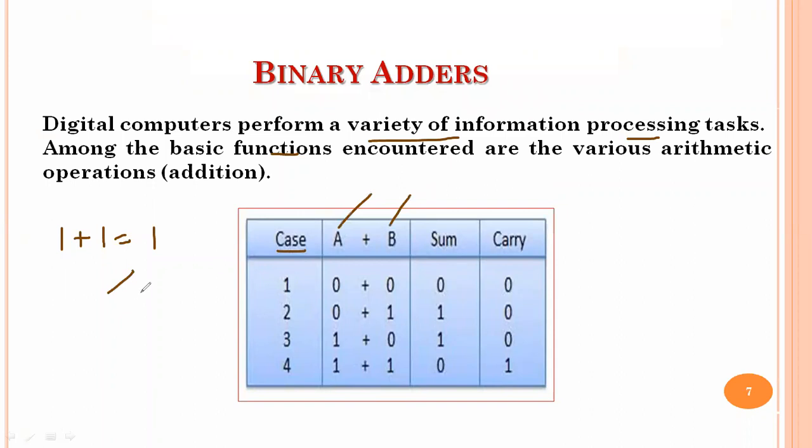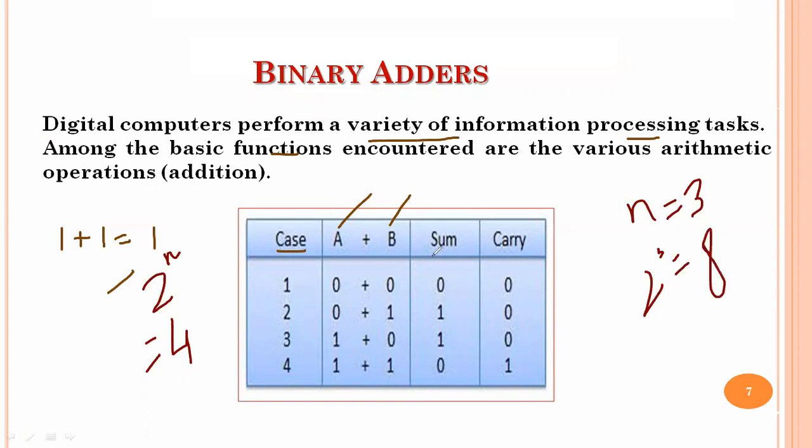So the method is the same, that we will see how many cases are there. It depends upon n. So n is 2, that means 2 raised to power n is 4 cases should be there. If we have n equal to 3, that means 2 raised to power 3 is equal to 8 cases will be given. Okay, 8 cases will be there.